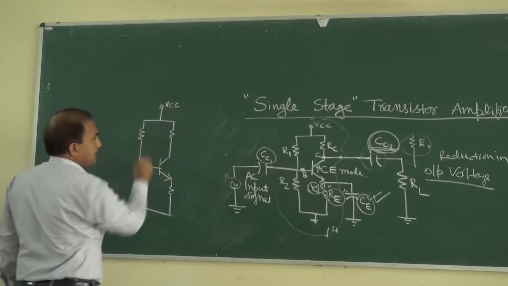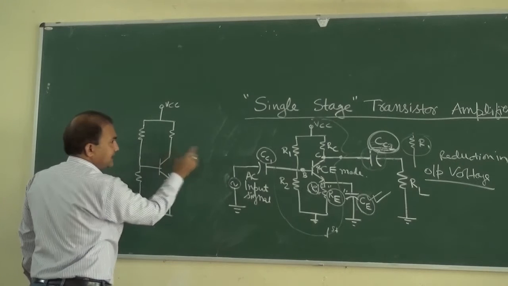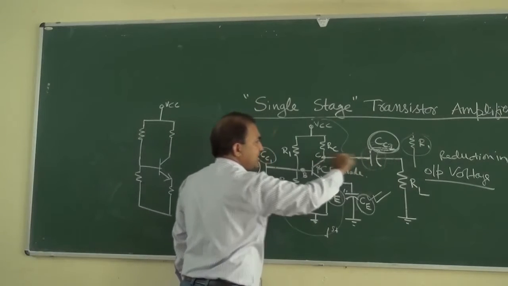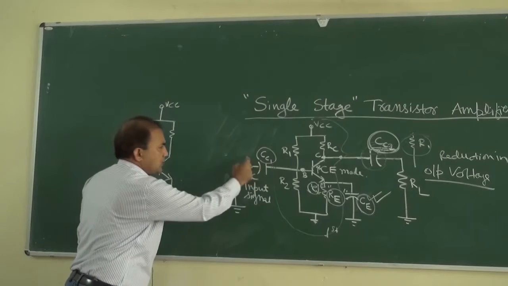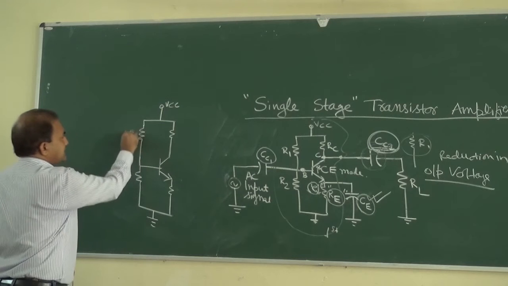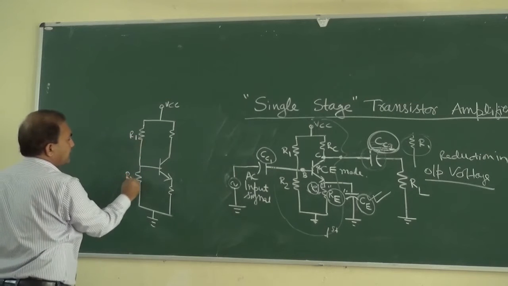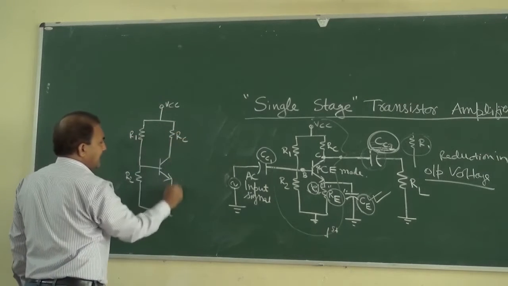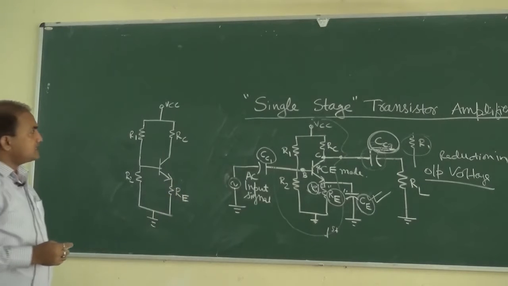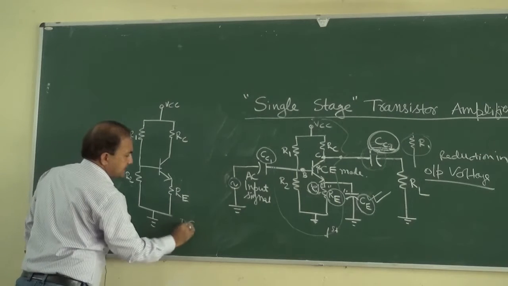Here it is VCC, and in DC analysis this is open, so this will be open, and this is also open. And it is connected to ground. This is R1, this is R2, this is RC, and this is RE. So this is all about DC analysis.